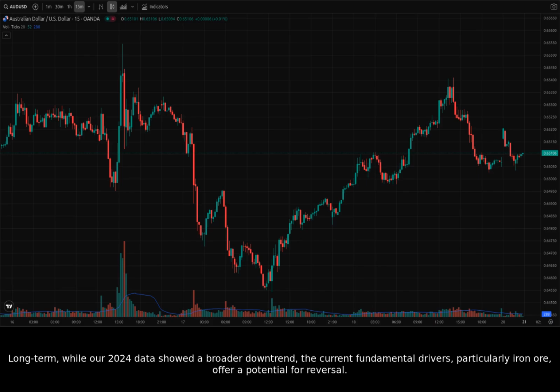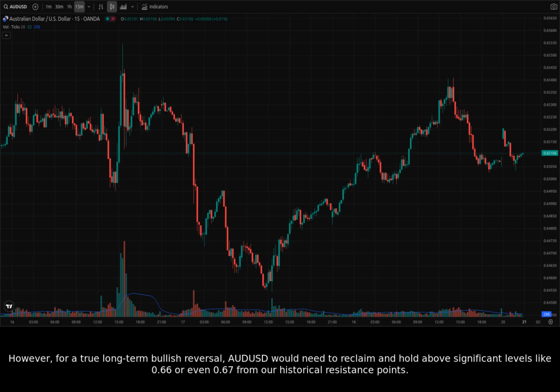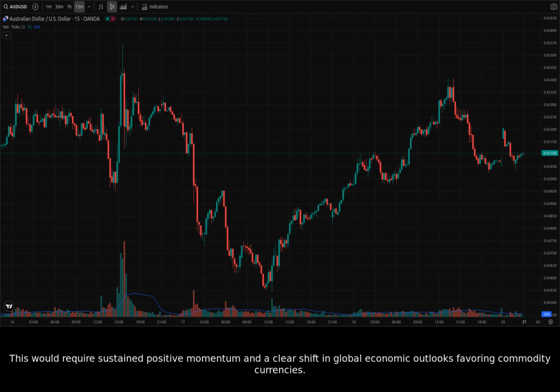for reversal. However, for a true long-term bullish reversal, AUDUSD would need to reclaim and hold above significant levels like 0.66 or even 0.67 from our historical resistance points. This would require sustained positive momentum and a clear shift in global economic outlooks favoring commodity currencies.